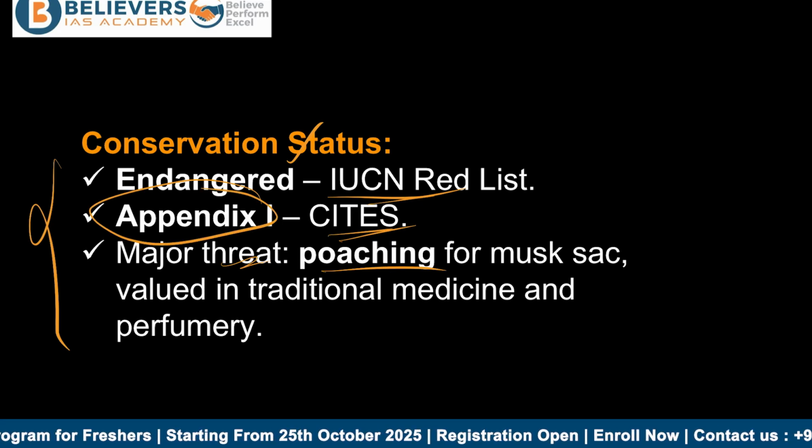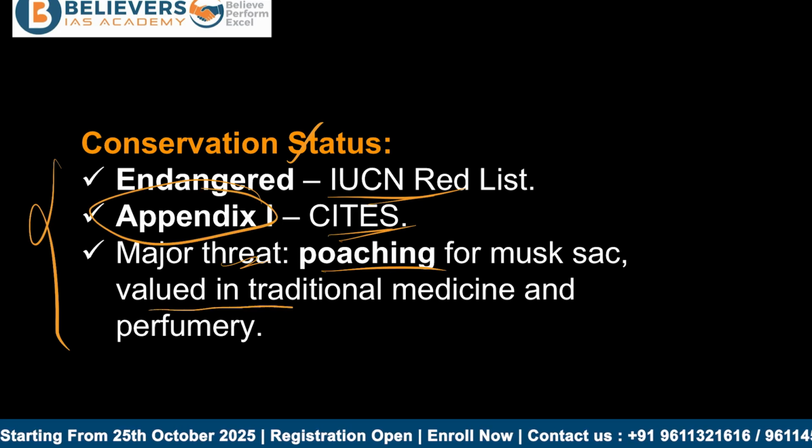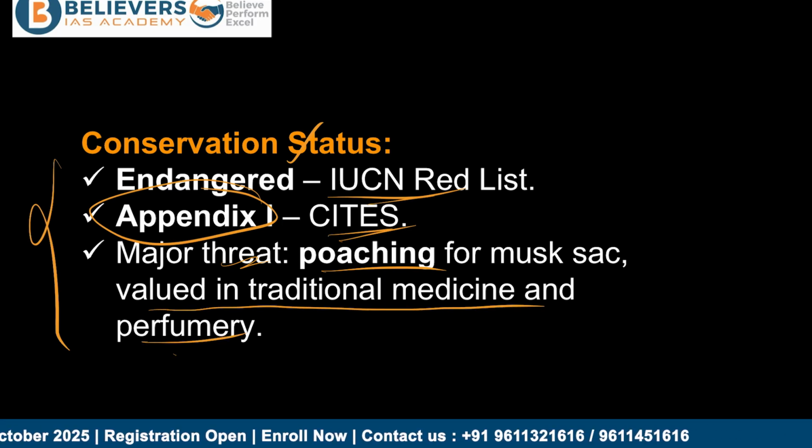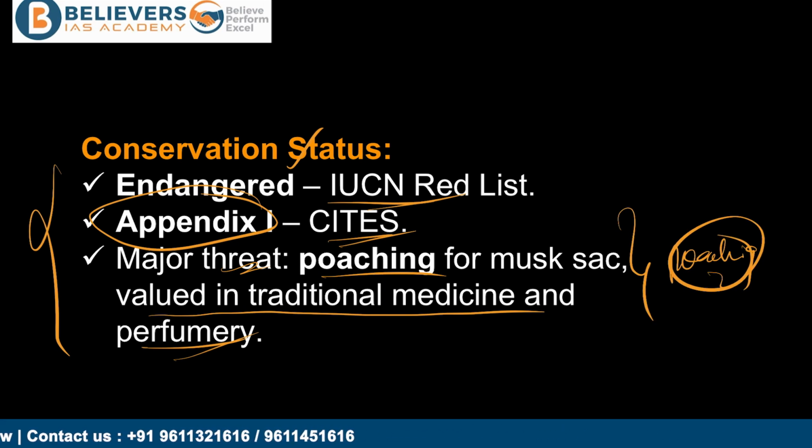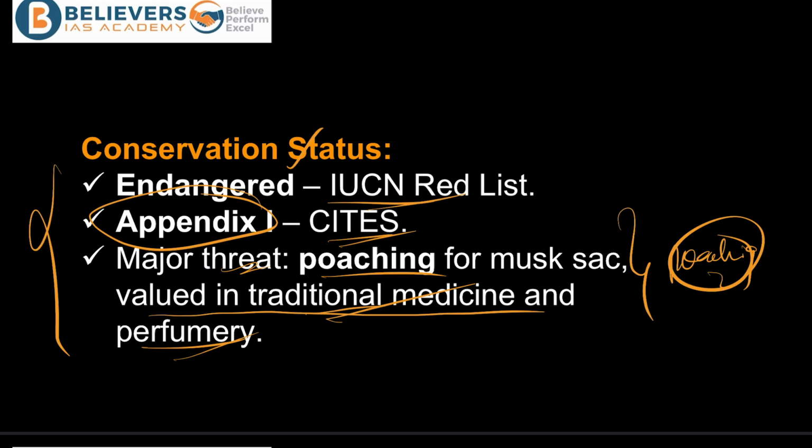And what are the major threats? Poaching for musk sac, valued in traditional medicine and also perfumery. Simply, you have to keep in mind poaching, right? It is used in traditional medicine and perfumery, considering the benefits of its parts, organs, right?